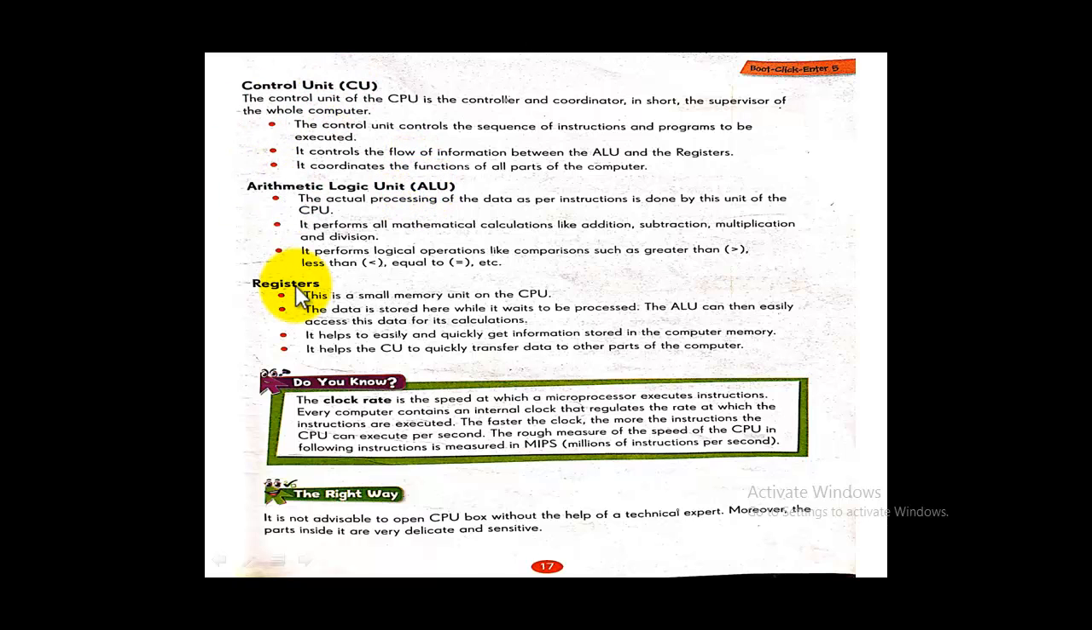Now let's see the third one, that is the register. Now this is a small memory unit on the CPU. The data is stored here while it waits to be processed. Now the ALU can then easily access this data for its calculation.